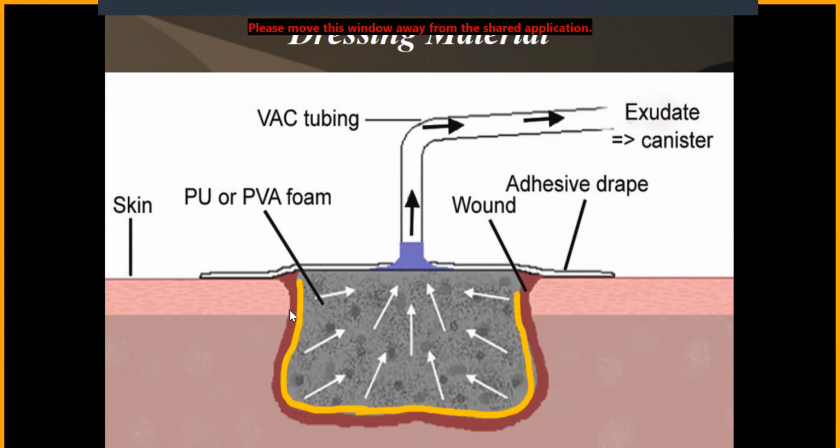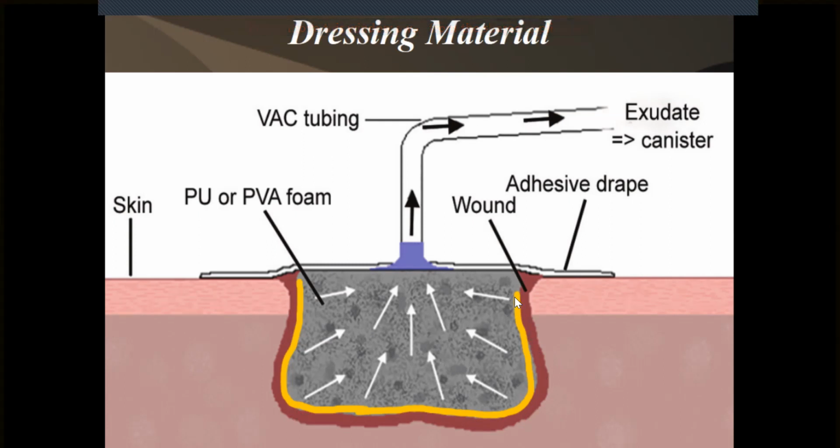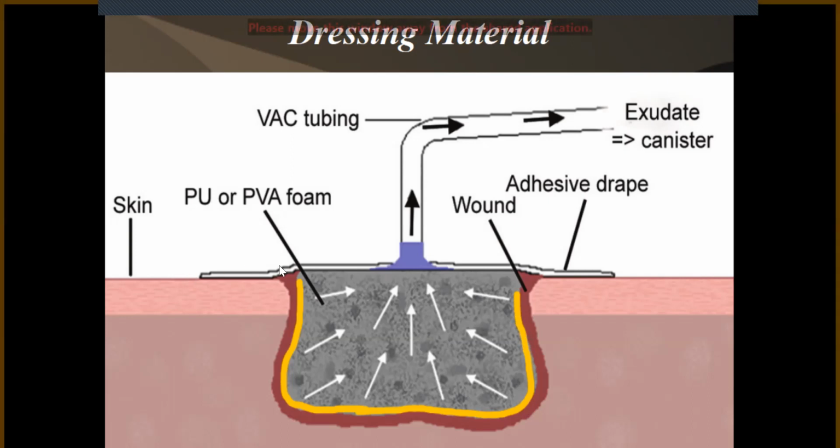It is not required in all wounds, but where you need a non-adhesive dressing, or you need to prevent the granulation from coming into the foam, in those places this layer is used. This is optional. This is a sealing film, and this is the connection to the negative pressure machine.